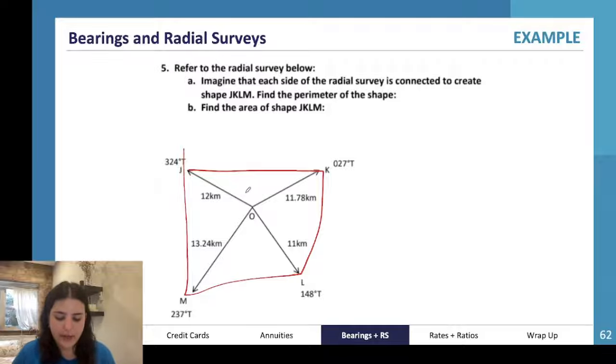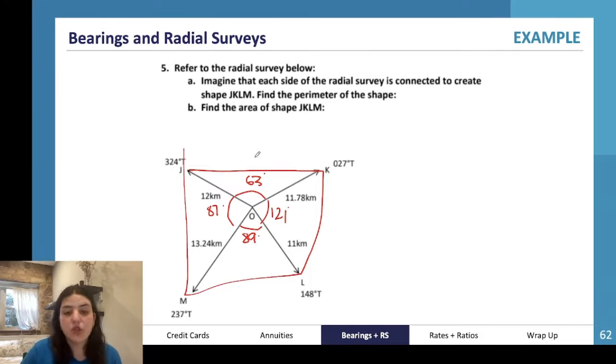First, you find all the internal angles. So 360 minus 324 is 36, plus 27 is 63. So this one's 63 internally. This one is 148 minus 27, so that's going to be 121. This one's 237 minus 148, and that's going to be 89 degrees. And then the last one is 324 minus 237, and that's going to be 87 degrees, like that.